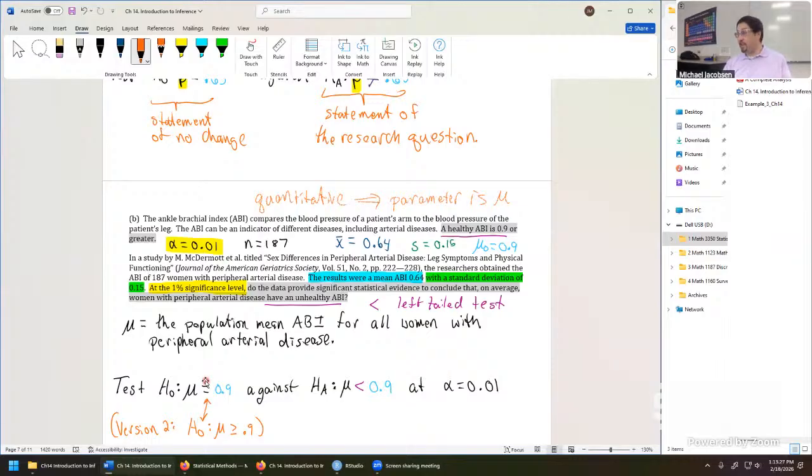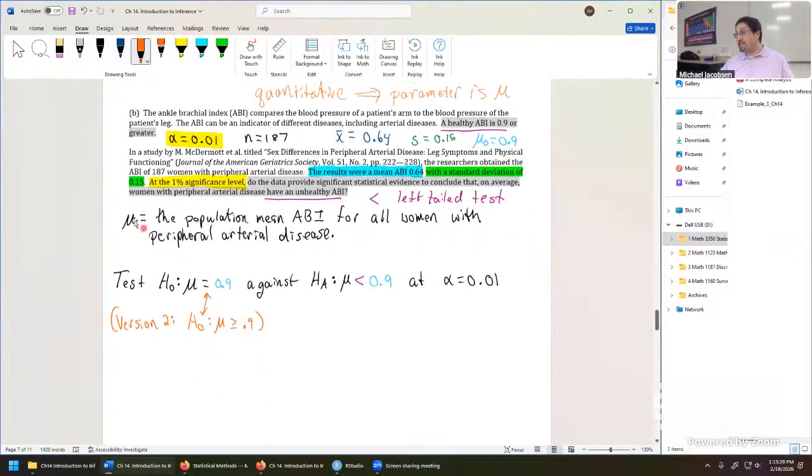This is the full statement of hypotheses. We had to say exactly what the parameter mu is, what the value to be tested against is, 0.9, and the direction of the test. It being a left tail test means this time it can't be non-equals. It has to be specifically less than.